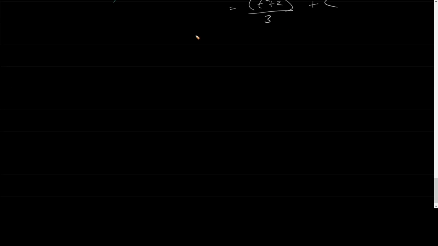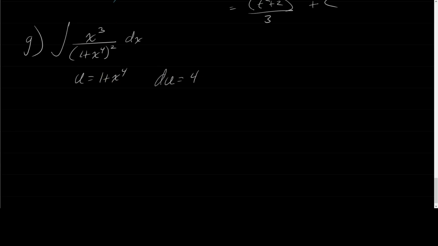G. Let's say we have the integral of x to the third over 1 plus x to the fourth squared dx. If you notice here, there's 1 plus x to the fourth. Its derivative is something like that. So if I make u be my 1 plus x to the fourth there, then my du becomes 4x to the third dx. At that point, I can say that dx would just be du over 4x to the third.